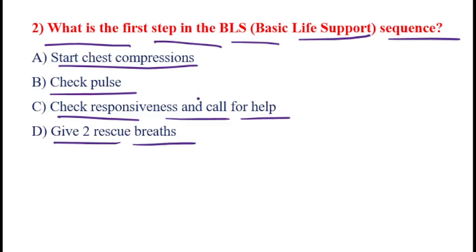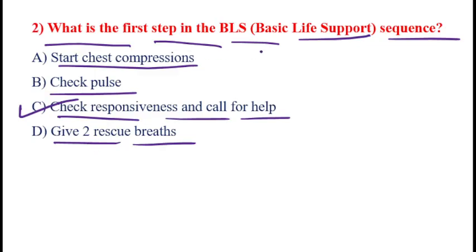Whenever any person has collapsed, the first step of BLS or cardiopulmonary resuscitation is to check for consciousness, the responsiveness. You have to tap onto the victim's shoulder and ask, are you all right, are you all right? If the person does not respond to you, then immediately you have to call for help. This is the first step. Then you will go for checking the carotid pulse. After that you will start chest compression, then start giving the rescue breath. So this is the sequence of cardiopulmonary resuscitation.